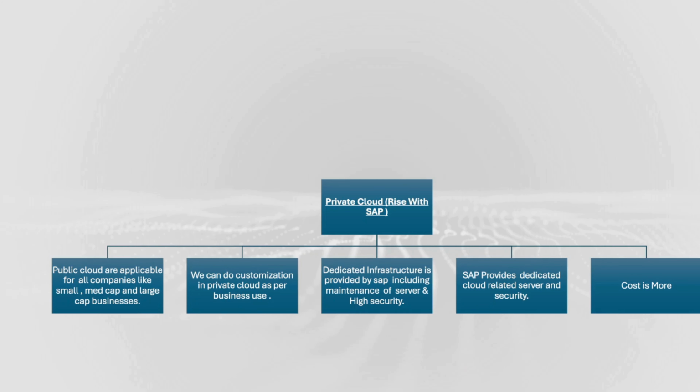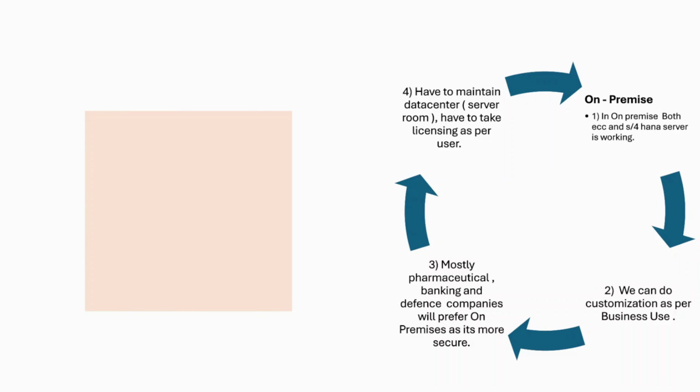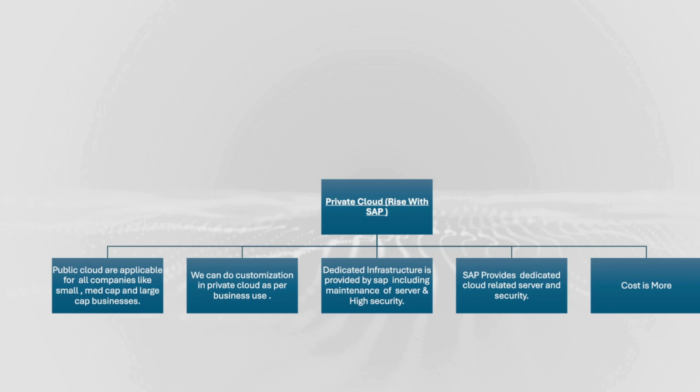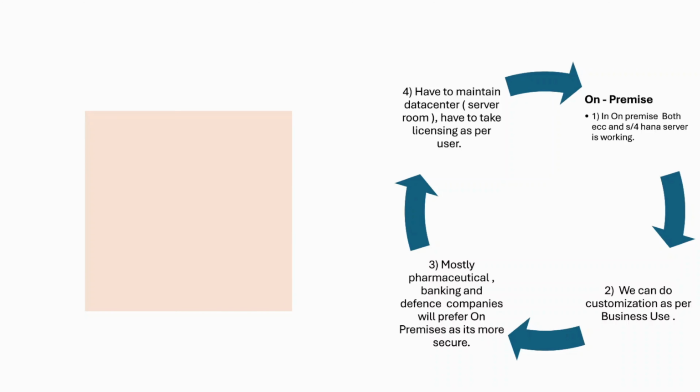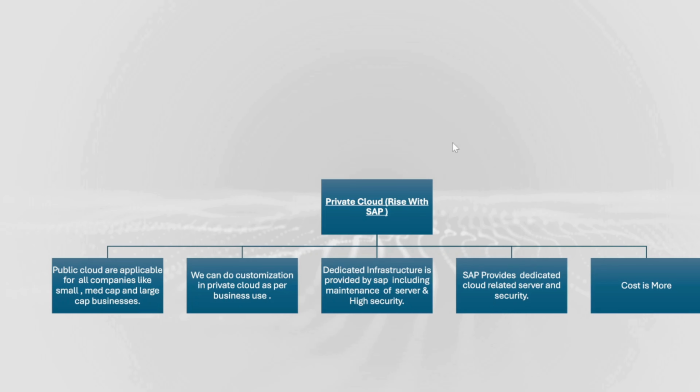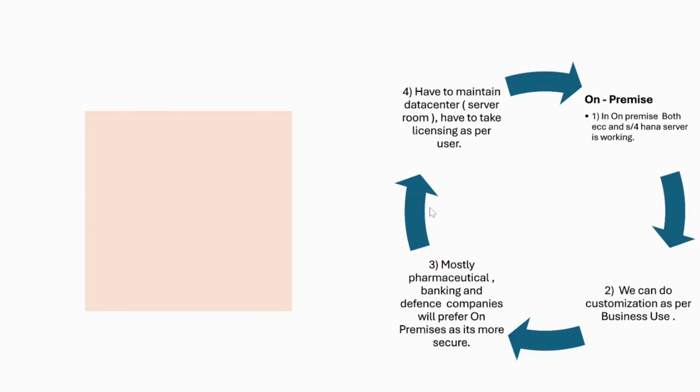On premises and private cloud are almost the same. If you have learned on premises and ask, can I work on private cloud? Yes, you can, because it's mostly exactly the same. The difference is that in private cloud the database, security and data center belong to SAP itself. But in on premises, we have to take care of all that and maintain our own data center and server room.